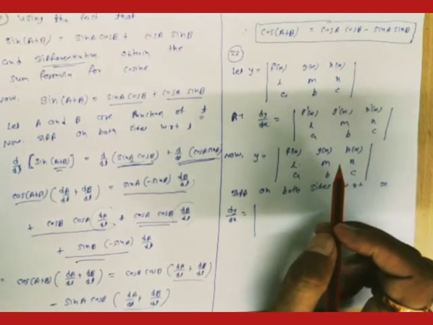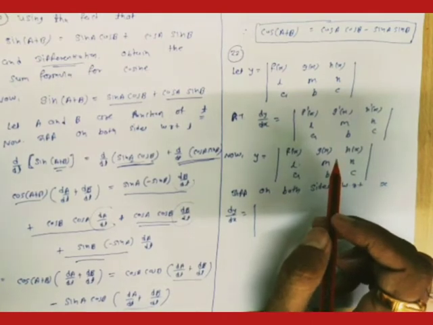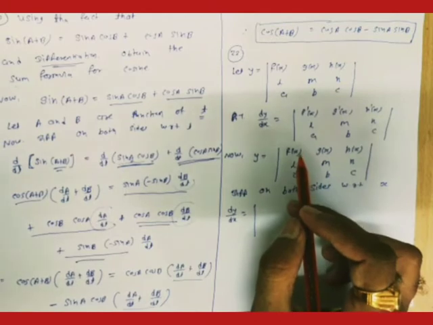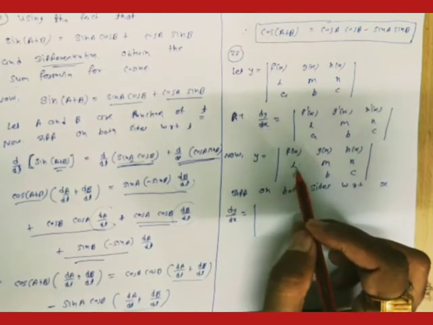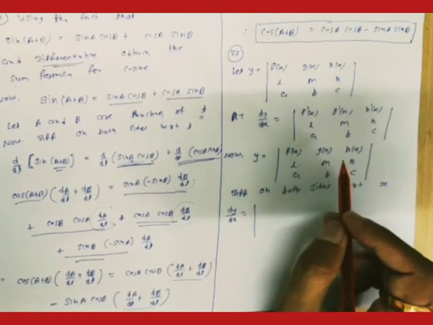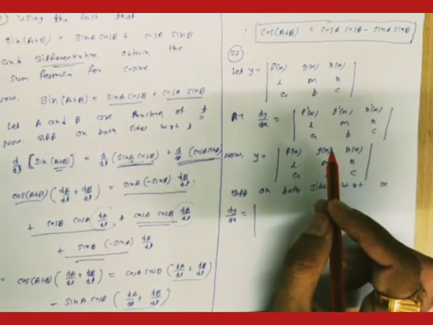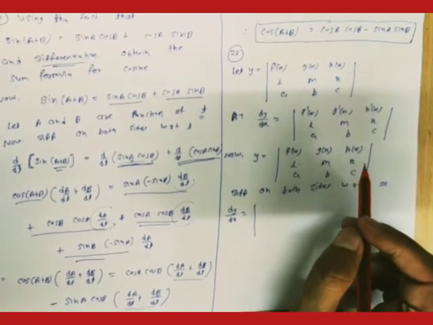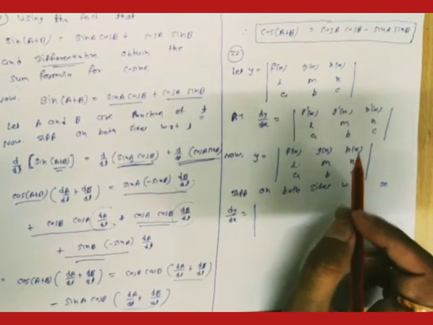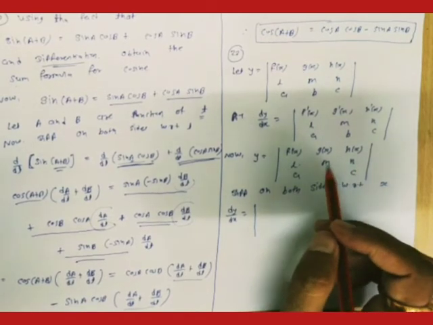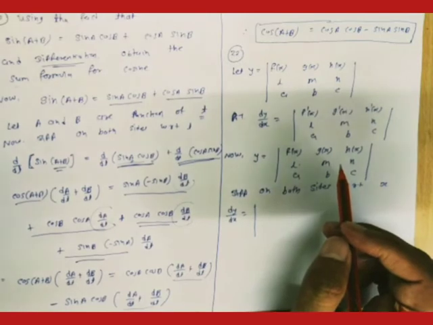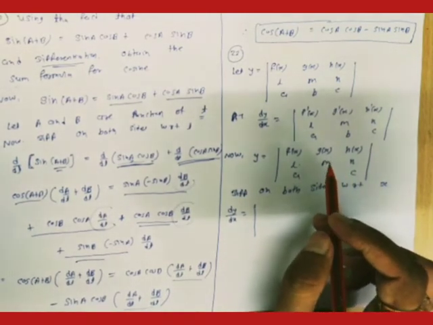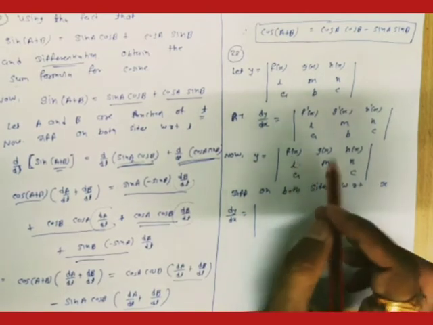Similarly, you can perform the differentiation in columns also. For columns, first you consider the differentiation of the first column, keep the remaining two columns as it is, plus the differentiation of the second column, keep the remaining two columns as it is, plus the differentiation of the third column and keep the remaining two columns as it is. That is how you can perform the differentiation of any determinant. So here we'll consider the differentiation according to rows.